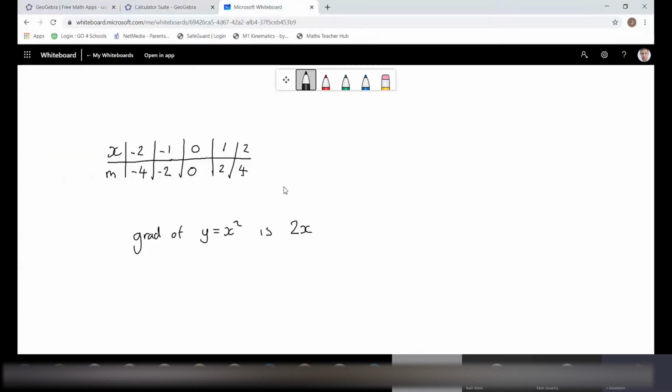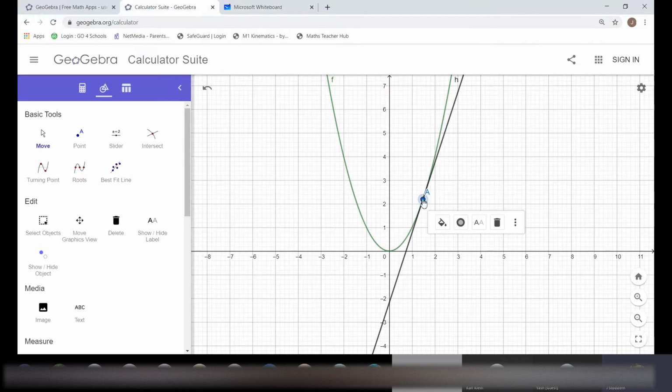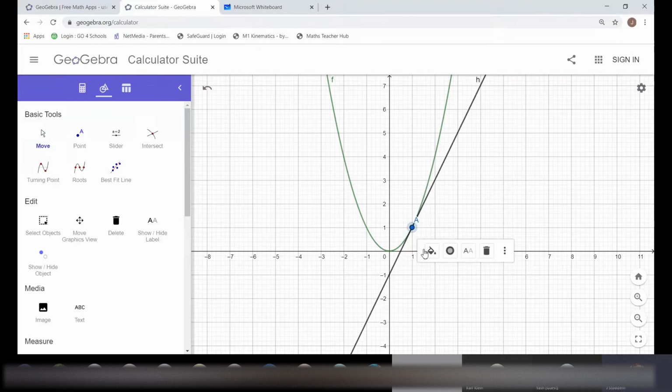So I could use this and say, well, when x equals, say, 2.7, the gradient equals 5.4. Okay. Now, what if I wanted to know the equation of the gradient? So I've got the gradient. I've also got a point that the gradient goes through. So say, for example, I wanted the equation of this line. So x is 1, y is 1. I also know that it goes through the point 1, 1.